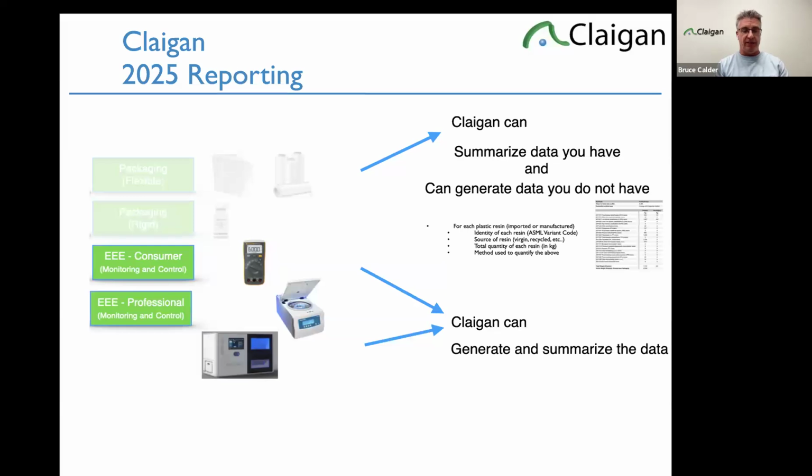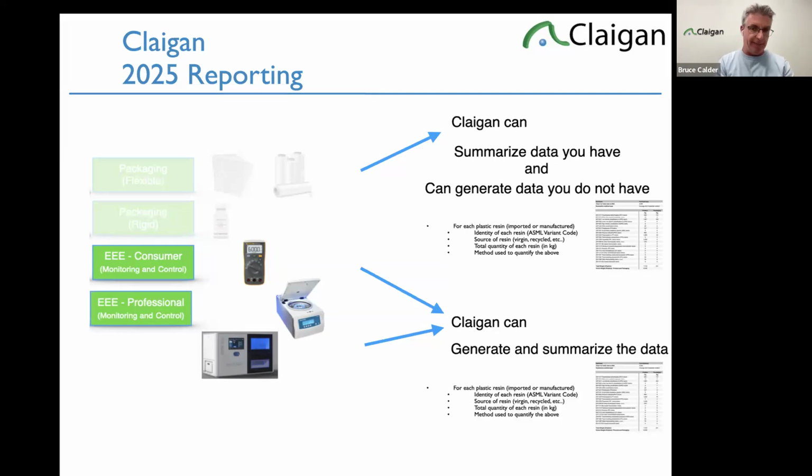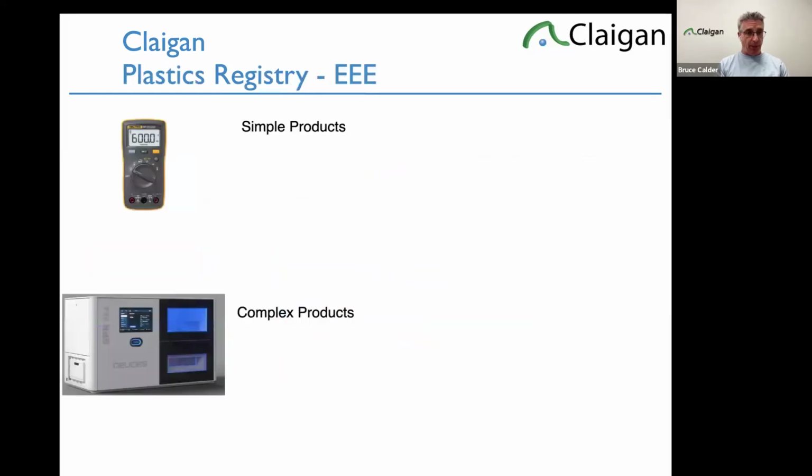The only piece of data that's quite different from one multimeter to the other is usually the outer housing. So we can generate and summarize the data, and so we can create it for even the most complex item. And we do it in a bunch of different ways. For simple products, like the multimeter, we use method 1.